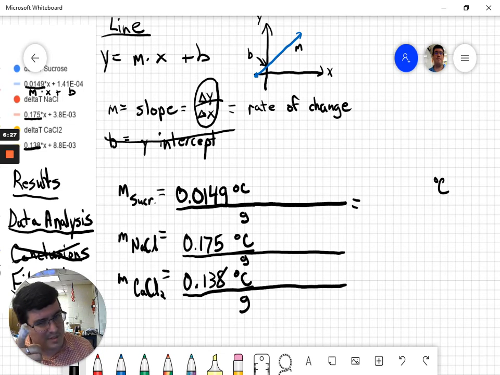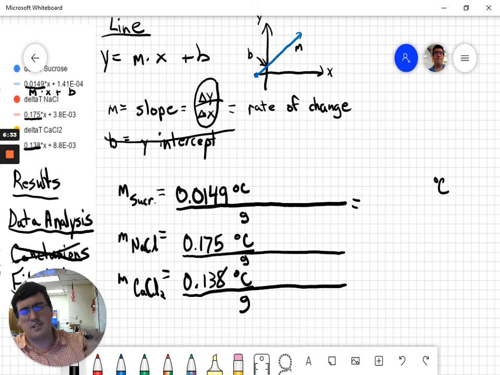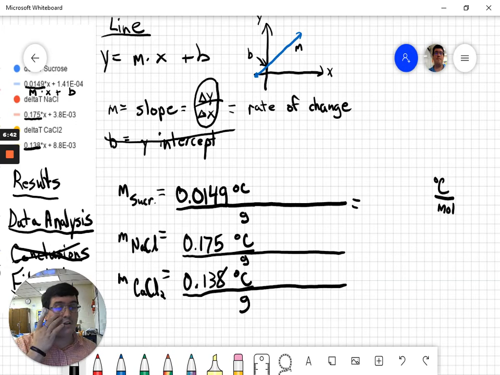But that grams, I don't like grams. Ever since we came back from fall break, we ain't done nothing with grams. You can't compare grams of sucrose to grams of sodium chloride. What I can compare it to, though, is moles. So we're going to go from delta C per grams to delta C per mole for all three of these.